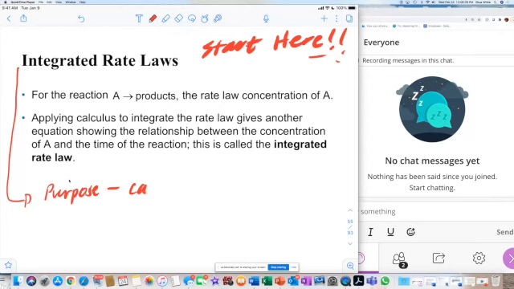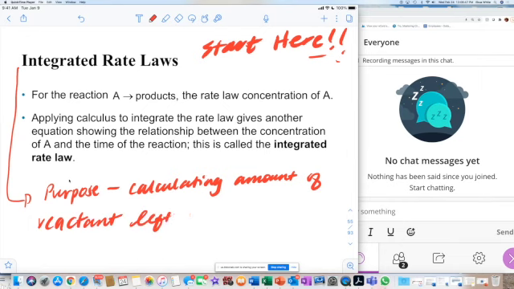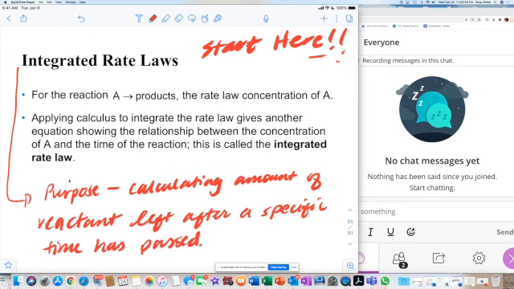So the purpose here overall is calculating the amount of reactant left after a specific time has passed. When I say purpose, for me, purpose has to be meaningful to my life or your life. So why are we learning integrated rate laws? Think about it from a medicinal purpose.